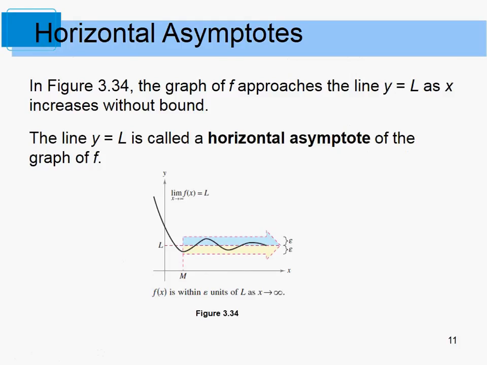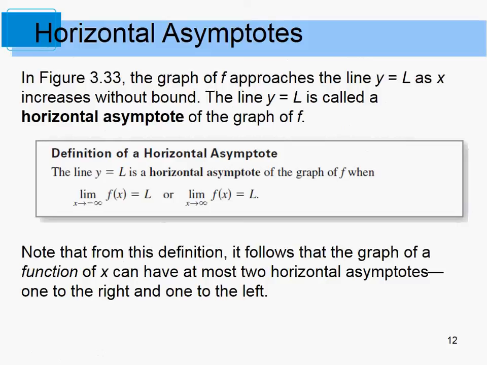Okay. Now, in Figure 3.33, remember this picture. The graph approaches the line y equals L as x increases without bound, right? So that's the horizontal asymptote. Remember, horizontal asymptotes are not like vertical asymptotes. Vertical asymptotes we can never cross, right? That's one of the definitions of a vertical asymptote. We can approach it and get close to it, but we're never going to hit it. We can't cross it because it creates an undefined spot at that value.